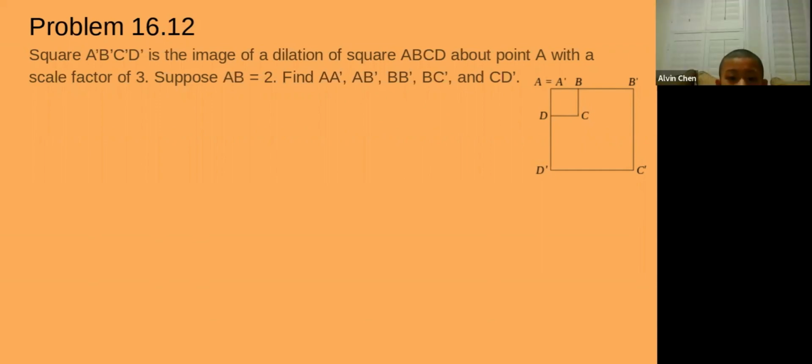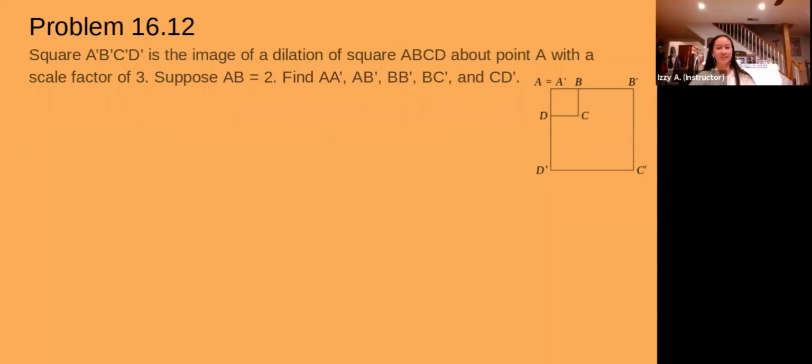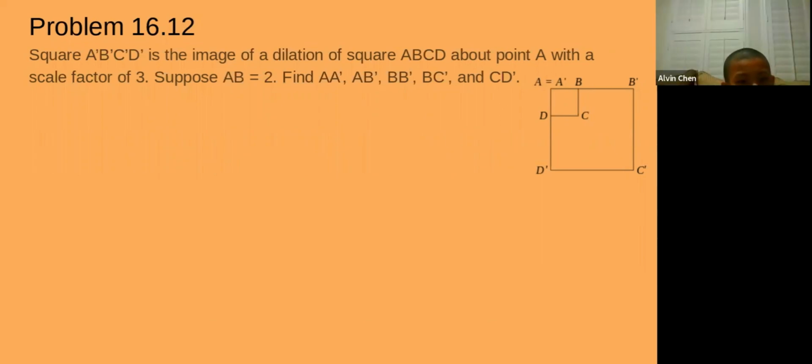Isn't A'A? I don't think A apostrophe isn't even a line. Yeah, so what do you think that's going to equal? Zero. Yeah, it would equal 0.